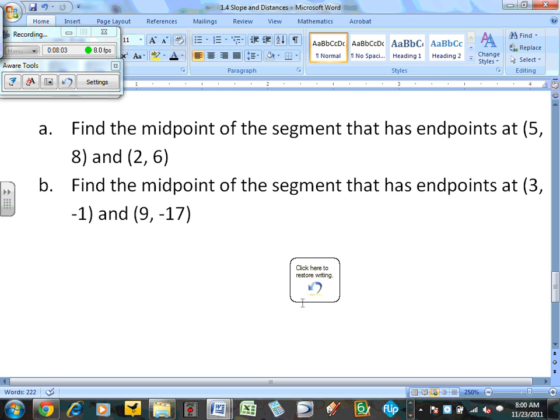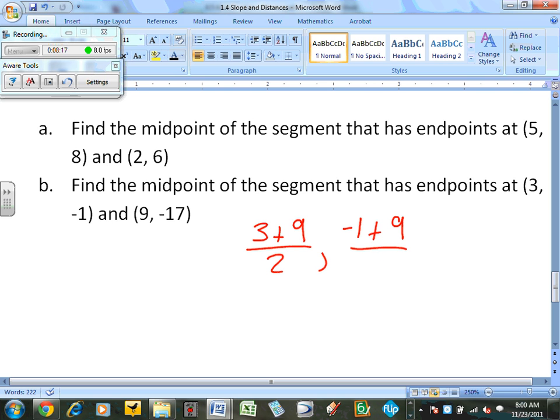Find the midpoint of the segment that has endpoints 3, negative 1, and 9, 17. So my x1, 3, plus my x2, which is 9, divided by 2. My y1, which is negative 1, plus my y2, which is 17, divided by 2. 3 plus 9 is 12, divided by 2 is 6. Negative 1 plus 17 is 16, divided by 2 is 8. So the midpoint between those 2 points is 6, 8.